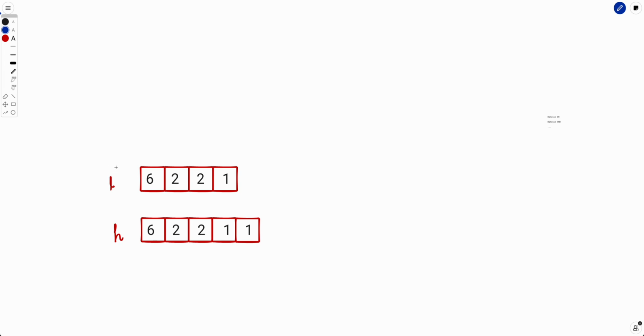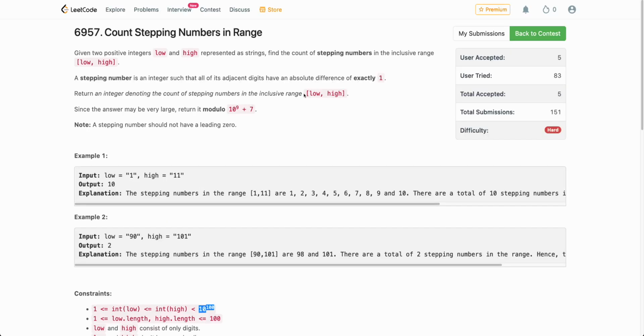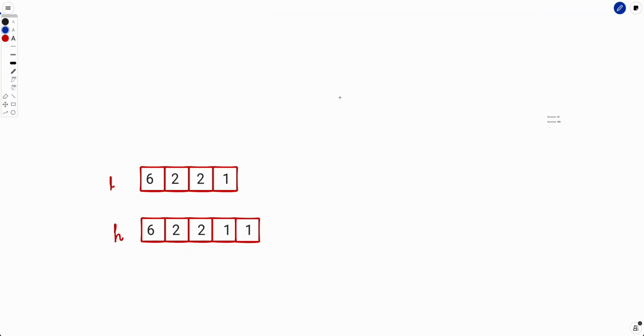We need to find out the number of stepping numbers between low and high. As always, if possible, try to reduce the number of variables that you have in the problem statement. In this problem we have two variables, low and high, and in any problem like this which asks you to find anything between a range L to R, one of the things that you should think is: can I break it into two parts? Basically I will find everything between 1 and H, and I will find everything between 1 and, let's say, L minus 1, and then I will subtract these two to get everything between L and H.